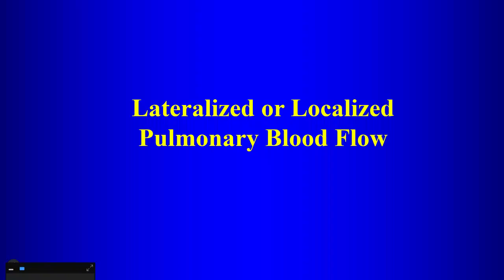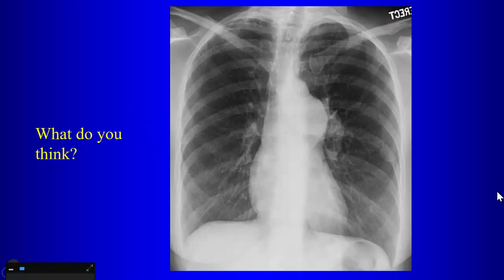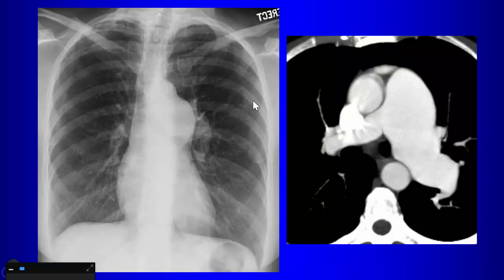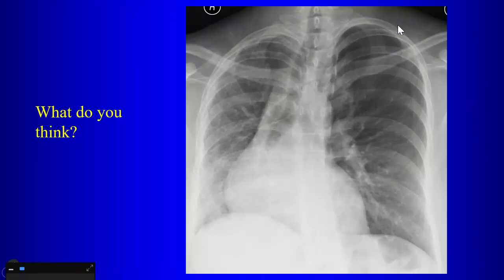All right, so we'll start by talking about some patterns of localized pulmonary blood flow. This we've seen before. What's the abnormality? Enlargement of the main pulmonary artery and left pulmonary artery. Right, and the right pulmonary artery is normal. So what does this mean? What's the significance? Yeah, pulmonary valvular stenosis. So enlargement of the main and the left pulmonary artery, then we have pulmonary valvular stenosis, right? So that's one cause of asymmetry in the appearance of the pulmonary arteries there. So we've covered that before.